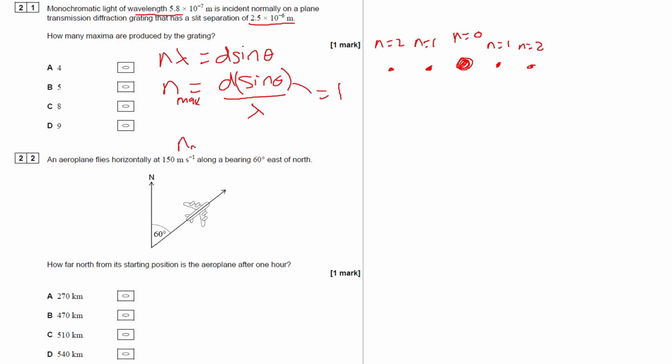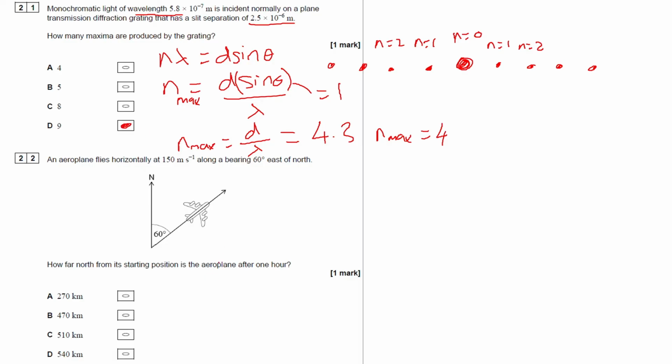So the equation just becomes n max equals d over lambda. This is a useful equation to be able to recall, as this is how we get the maximum order number. Put the numbers into the equation and you get n equals 4.3. So n max, since it can only be an integer, 0, 1, 2, 3, 4 and so on, is 4. In other words, in our original drawing we have another 2 here, so there's 4 on this side and 4 on this side. So in total we have 9 maximas.